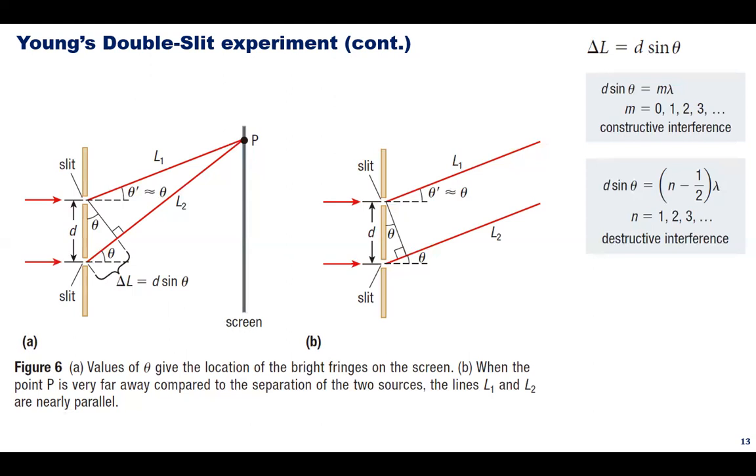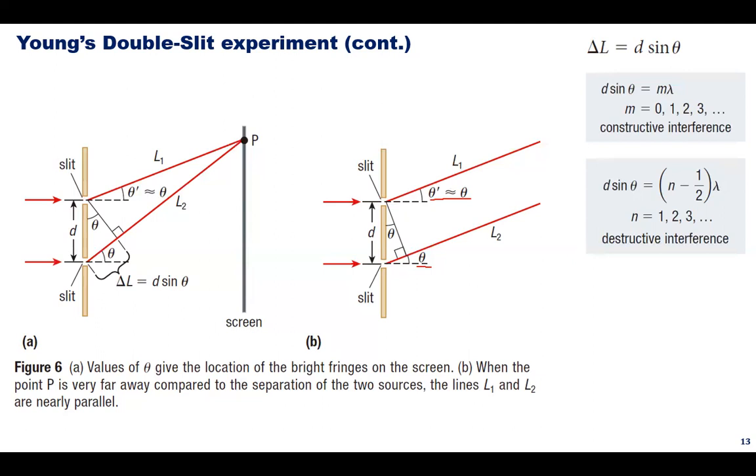The path lengths for waves from each of the slits to the point P on the screen are L1 and L2 in figure 6. Then the distance L2 is greater than the distance L1. And since L is large, the angles that specify the directions from the slits to point P are approximately equal. So here, we can consider theta prime is approximately equal to theta because the screen is very far away from the two slits. Okay, so L1 is approximately parallel to L2. So both are shown as theta here in figure 6.